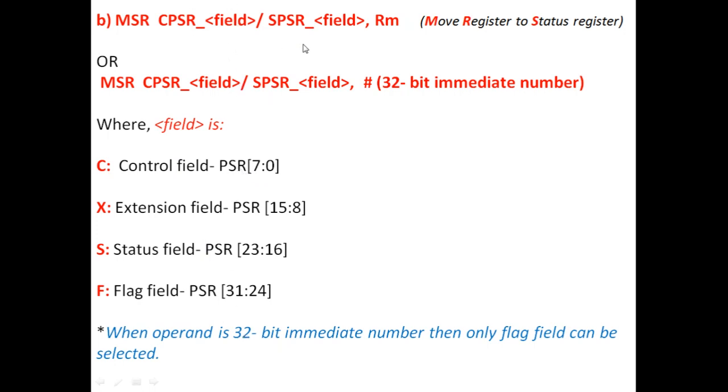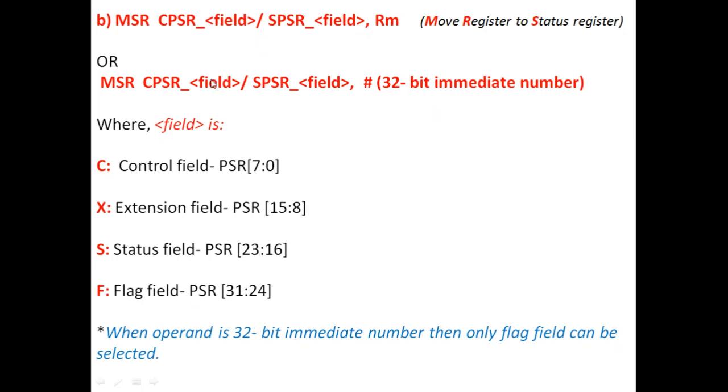These instructions allow only one field to be modified at a time. So here you are supposed to mention one of these fields. This field may be either C or X or S or F, and this instruction will modify only that field. It doesn't allow all the bits of the given SPSR to be changed at once. Only the specified field can be modified. Okay, so that's how this instruction works.